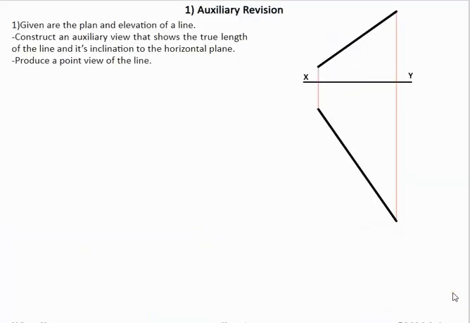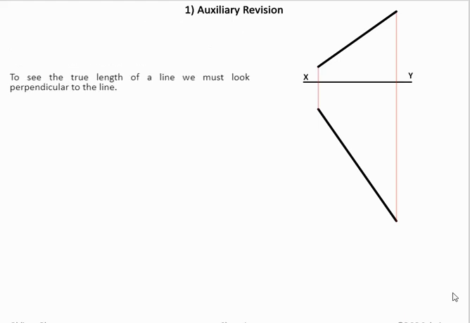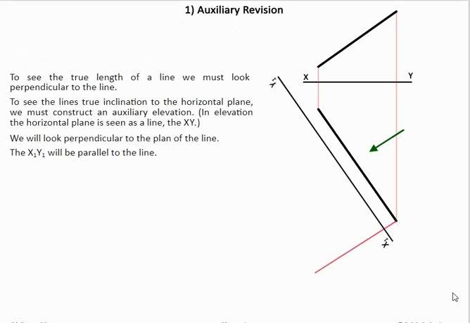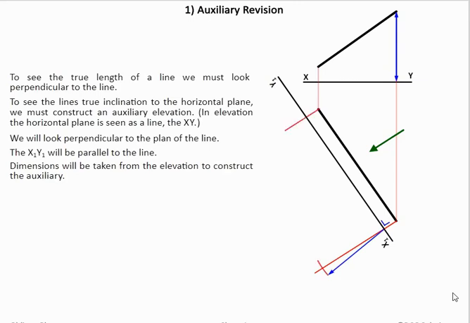So first of all, just a small bit of revision looking at auxiliaries. What we have here is a line and we have the elevation and plan of it. Now we want to find the true length of it. To find the true length of this line, in plan here we look at 90 degrees to it, and then we get our height from our elevation. So we mark off our height in our auxiliary.